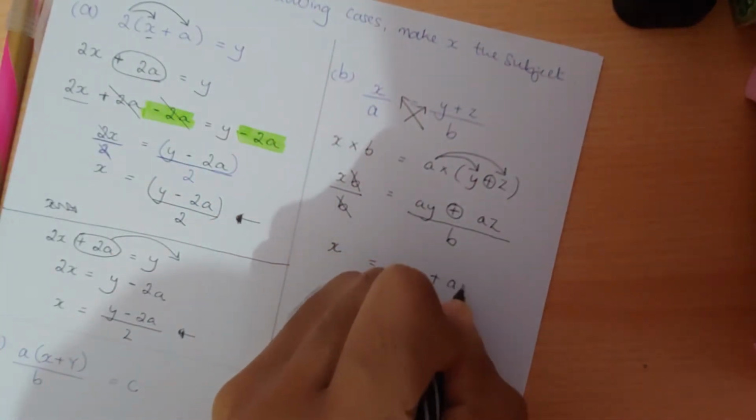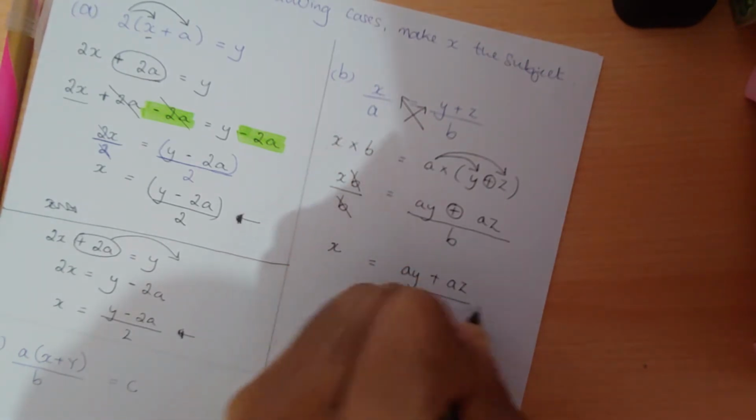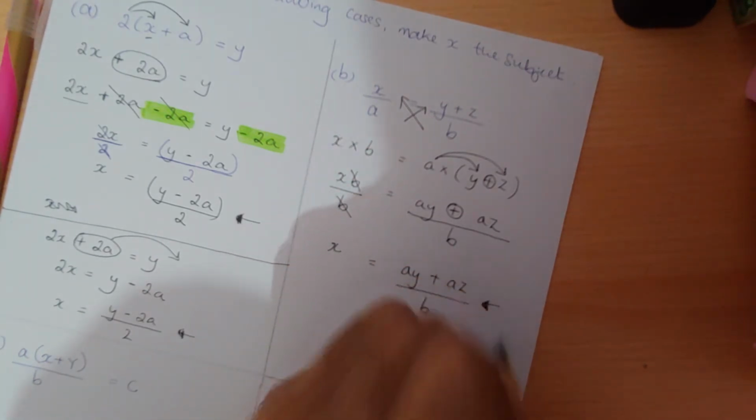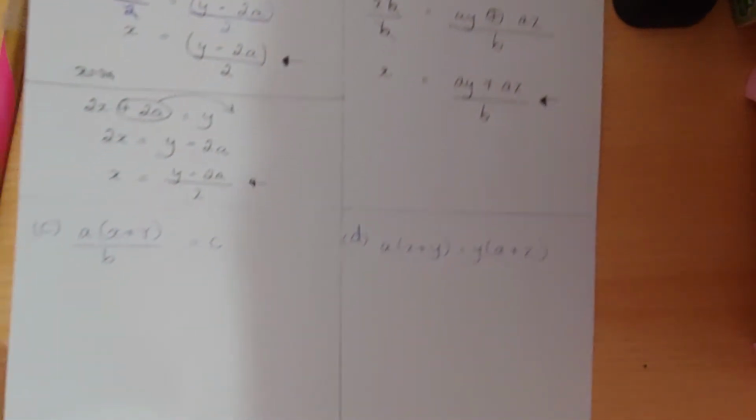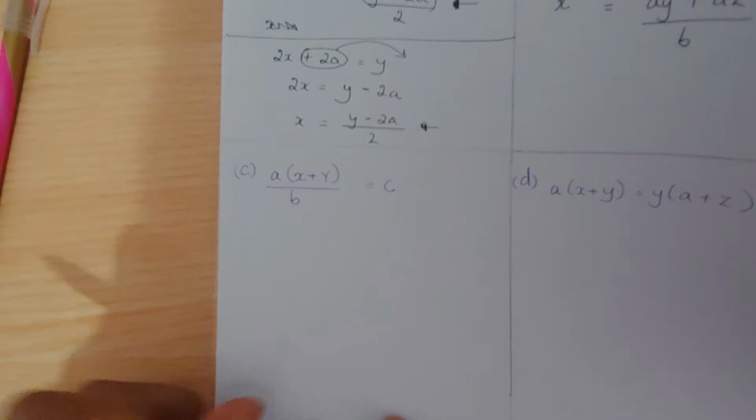ay plus az divided by b. And you have your answer here. X is my subject of formula. Let's move on to the other side, part C.